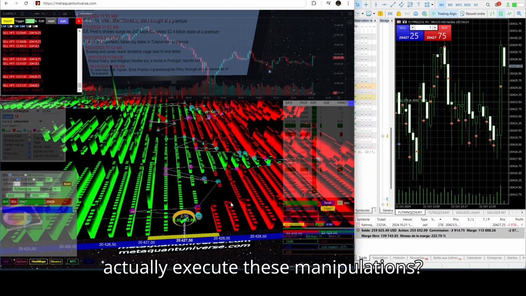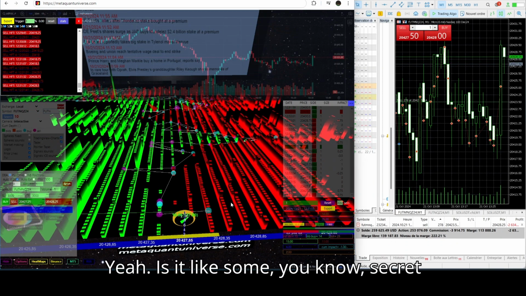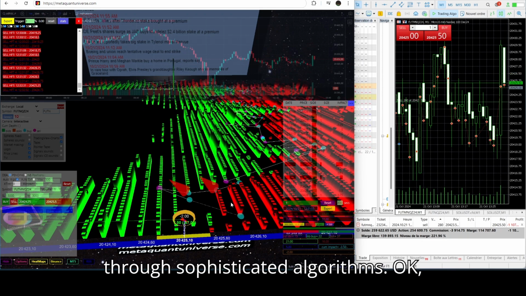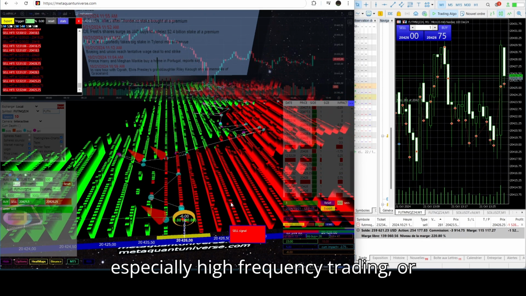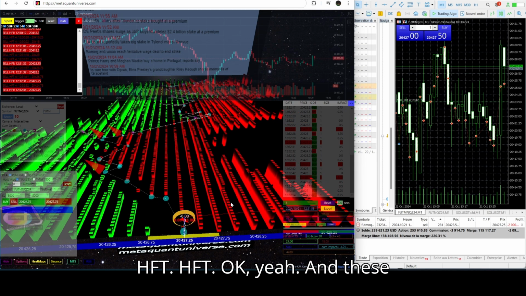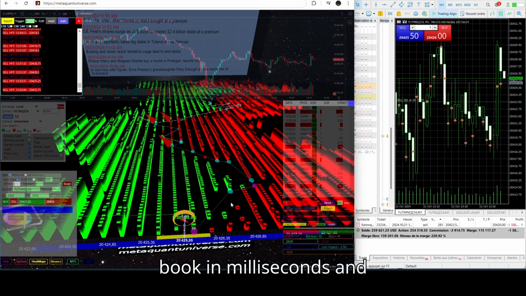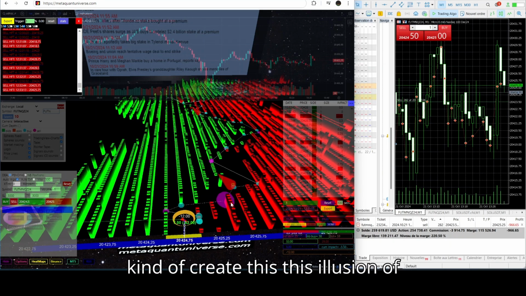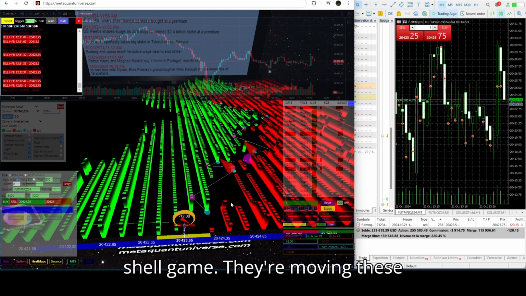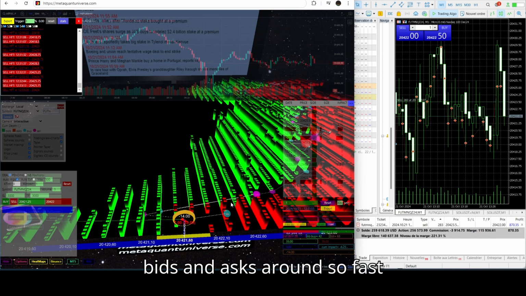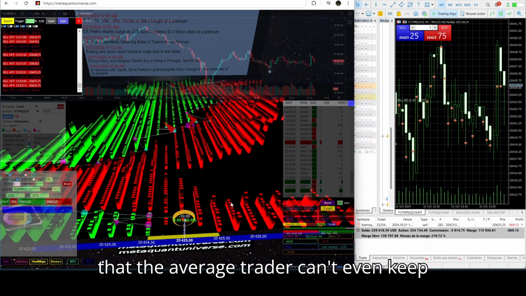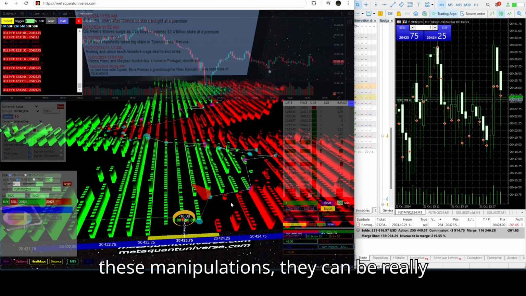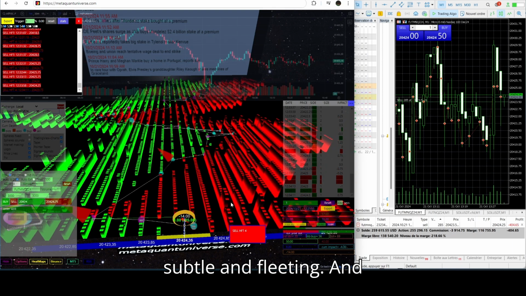It is. But how do they actually execute these manipulations? Is it like some secret society of traders huddled in a dark room? No, not quite. A lot of this happens through sophisticated algorithms, especially high-frequency trading, or HFT. And these algorithms analyze the order book in milliseconds, and then make lightning-fast trades to create this illusion of price movements. So it's like a high-tech shell game. They're moving these bids and asks around so fast that the average trader can't even keep up. You got it. And remember, the order book is constantly changing. So these manipulations can be really subtle and fleeting and hard to spot.